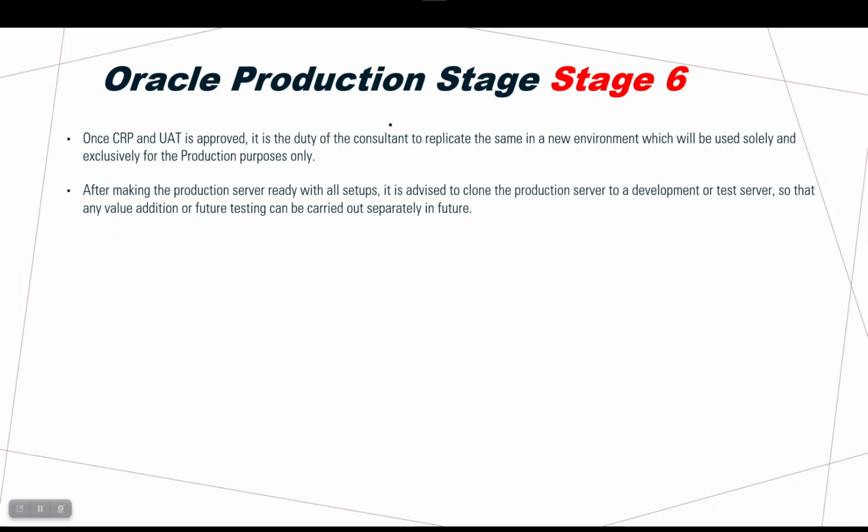After making the production server ready with all steps, it is advised to clone the production server to a development or test server so that any value addition or future testing can be carried out separately in the future. Once the production server is ready, it is given to the client to begin their operation, which is termed as go live. In the go live, you will agree on a specific go-live date. From that date, the client will begin to enter and register their operations from AP, procurement, inventory, HCM, the whole cycles which are covered by all of these modules.